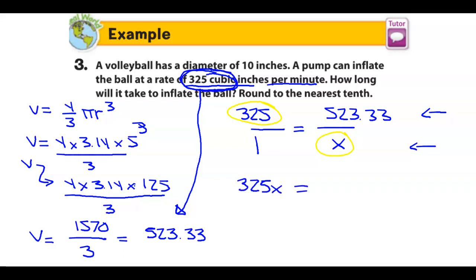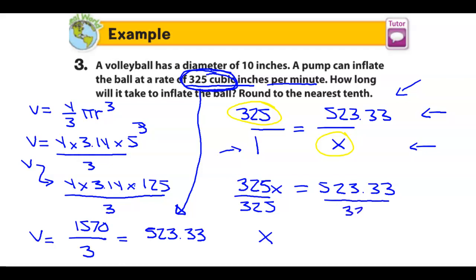Is equal to, now I'm going to go ahead and cross multiply the 1 here times the 523, so that's just going to give me 523.33, and then hopefully you guys remember we're just going to divide by 325 here. 325 over 325 just reduces to 1 or 1x, and over here we're going to divide this by 325. So when we do 523.33 divided by 325, it's going to give us 1.61. And what does that represent?